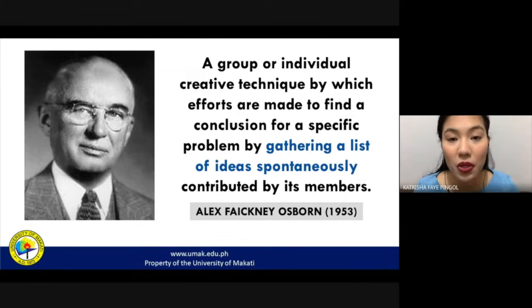According to Osborne, brainstorming could be defined as a group or individual creative technique by which efforts are made to find a conclusion for a specific problem by gathering a list of ideas spontaneously, which are contributed by the members of that particular group. So basically, the information is coming from a lot of sources, and one or maybe two persons could jot down all of these ideas and consolidate them together.